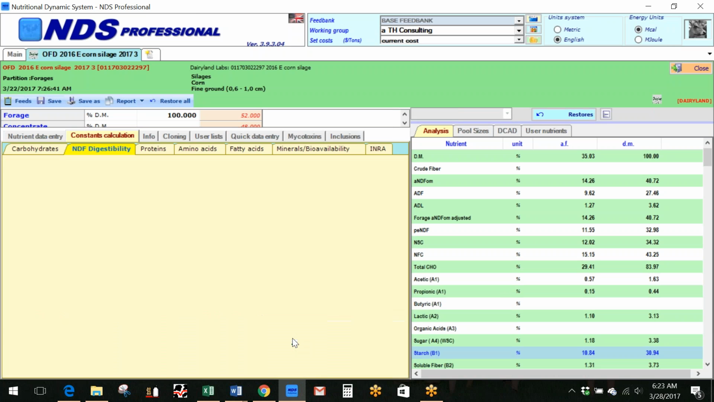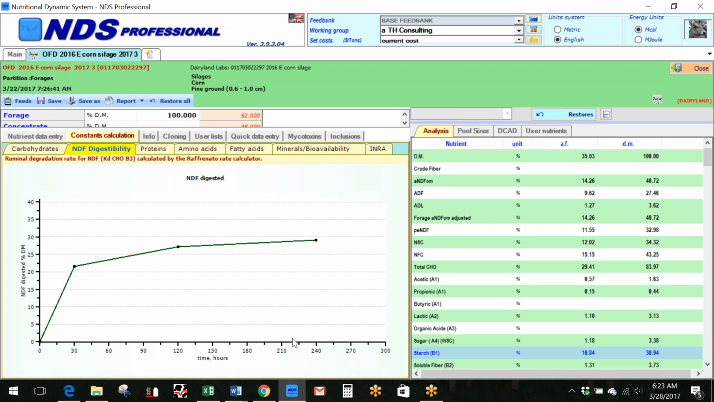You can actually go look and see this on the other graph by the NDF digested. So here's our 30-hour, and we're at 22, 23% of the NDF digested, going up here to the 120 and then the 240. And the remainder of that sample from our 29 to our 40 would be our uNDF right up in here. So that's just on the NDF fraction.